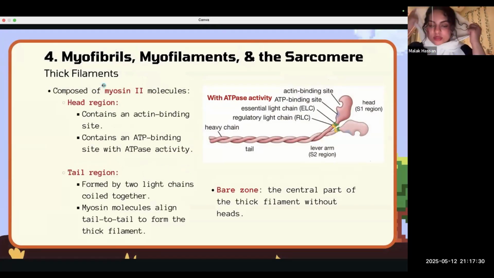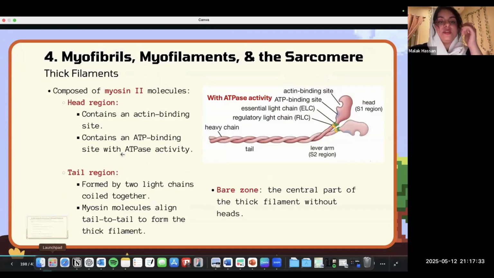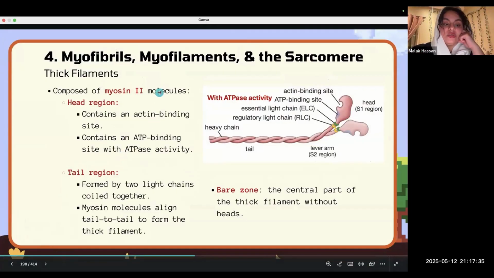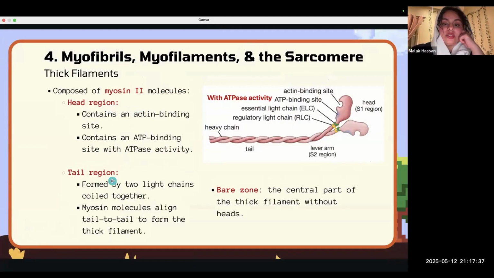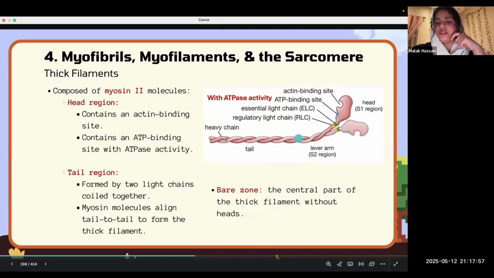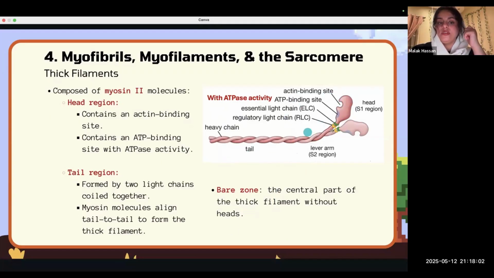Now you have the thick filaments. The thick filaments are composed of myosin 2 molecules. You have the head region, the tail region, and the bare zone. The head region contains an actin binding site and an ATP binding site with ATPase activity. The tail is formed by two light chains coiled together, and they align tail to tail to form the thick filament. The bare zone is the central part of the thick filament that doesn't have any heads.